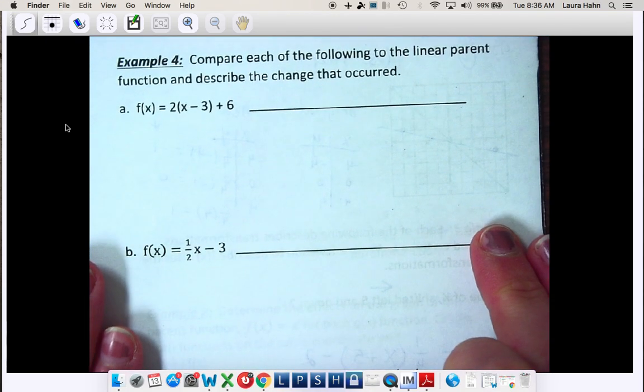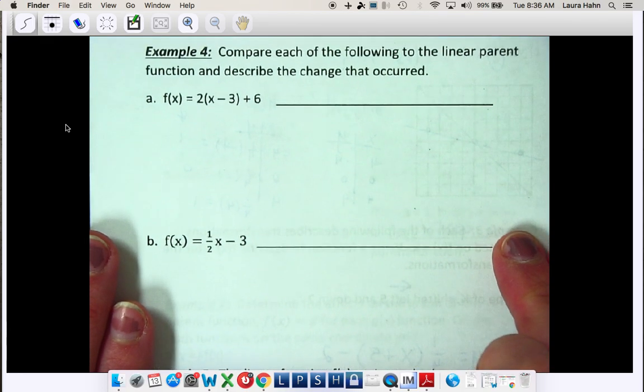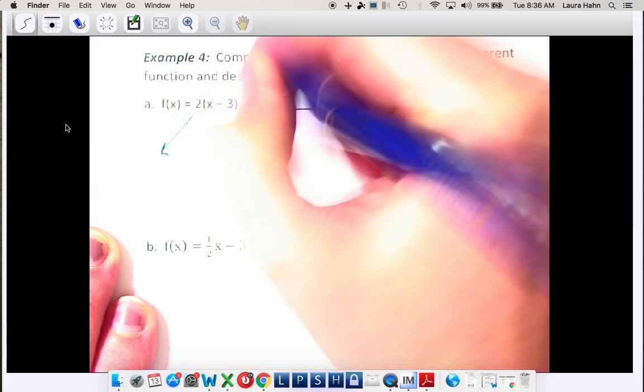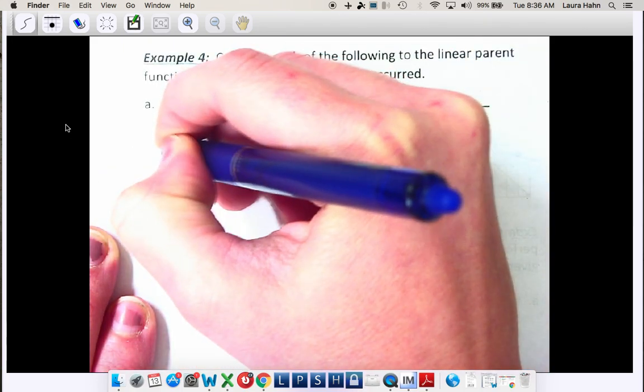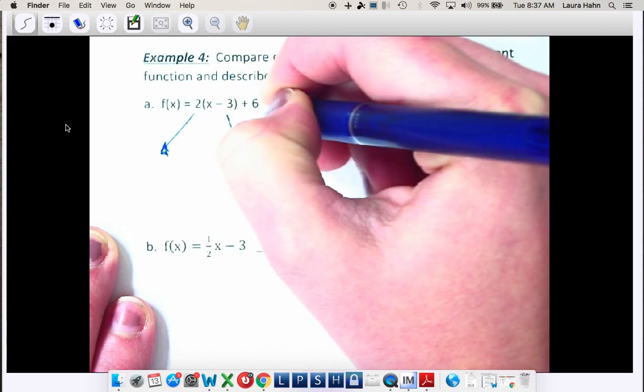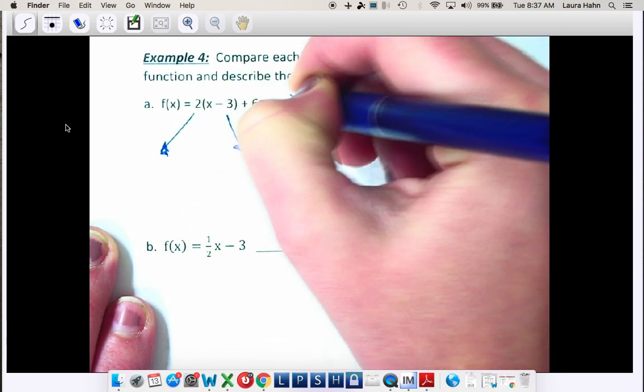Okay, so on this one, we're going to talk about how each of these would change from the parent function. So I know this 2 is going to change it. This minus 3 to the x will change it. And this plus 6 at the very end will change it.